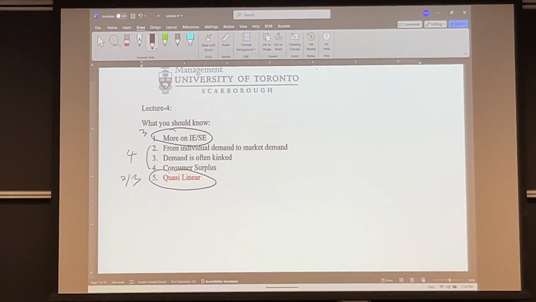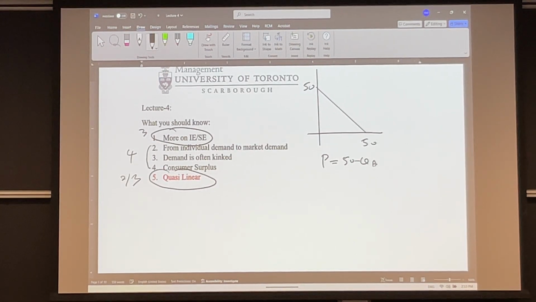Suppose there are 2 demands, 2 consumers. That is the first one's demand. That is the second one's demand. So suppose there are 2 consumers only, and they basically will give you the market.